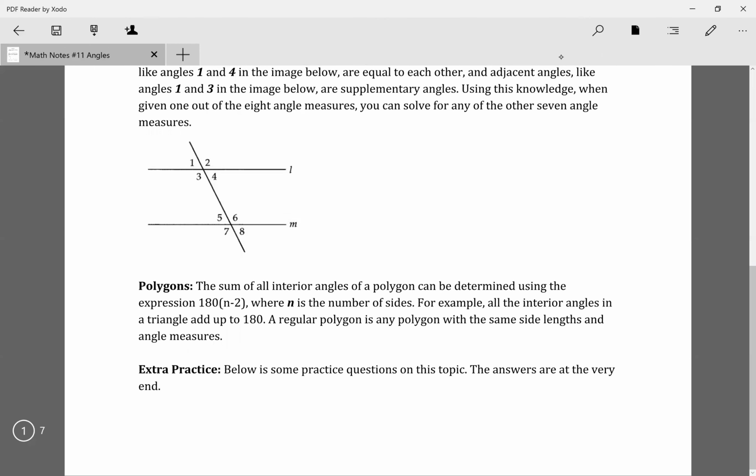And finally, you have polygons. It's also very simple. It's mainly just knowing what all the angles in a polygon add up to. To find that out, there's a formula: 180 times n minus 2, where n is the number of sides.